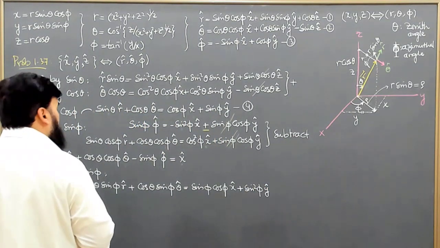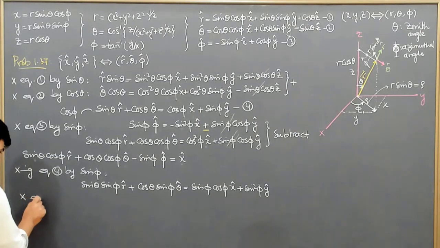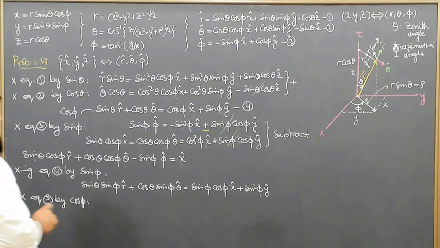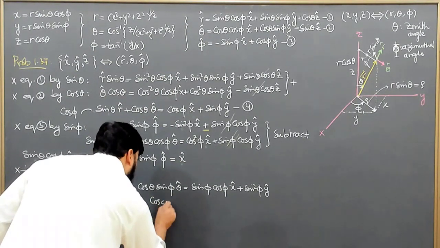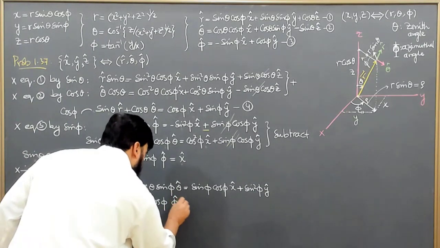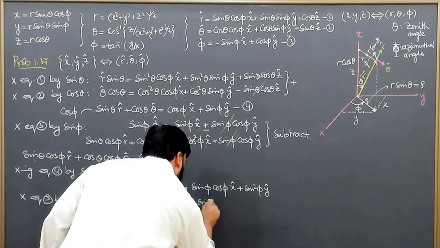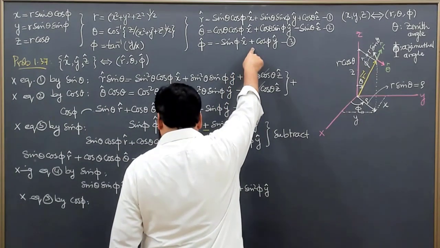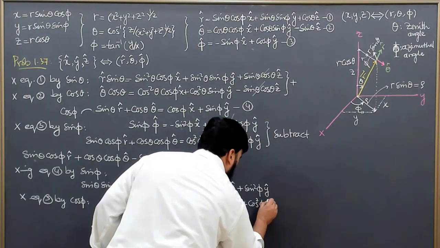plus, this will become plus sine square phi in the y unit vector. And we multiply equation 3 by cos phi. Multiply equation 3 by cos phi, and it will come out to be cos phi in the phi unit vector, this is equal to minus sine phi cos phi in the x unit vector and plus cos square phi in the y unit vector.